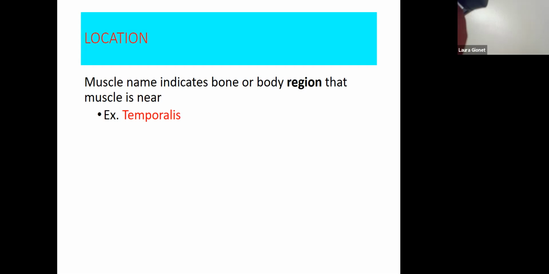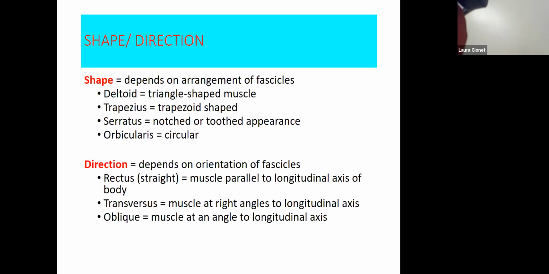There's a frontalis, pertaining to the frontal bone, occipitalis, nasalis. So that helps you understand the location, and often that's in the naming of that particular muscle. Next, the shape and direction. Shape depends on the arrangement of the fascicles. Typically, the shapes are frequently some kind of geometric shape, like a deltoid, which is a triangular-shaped muscle. The trapezius is named trapezius because it has a trapezoid shape.